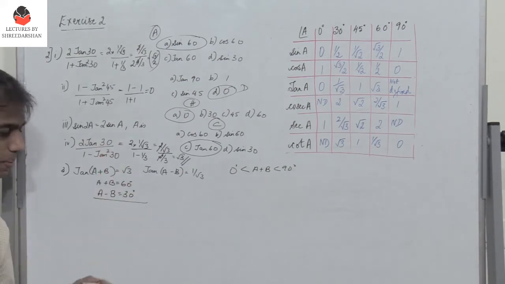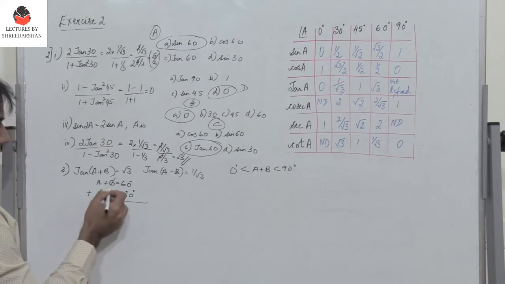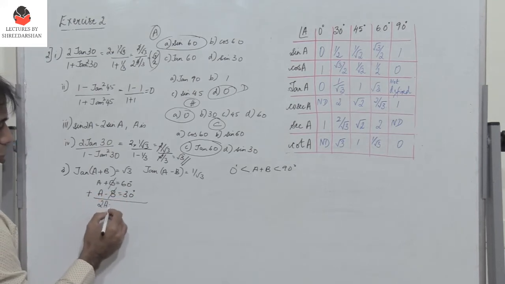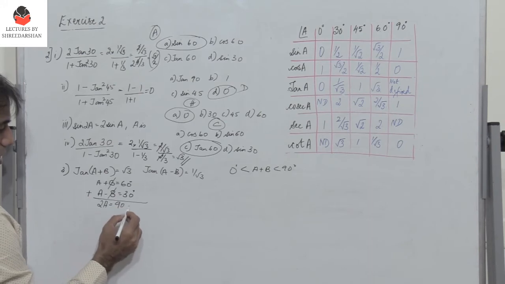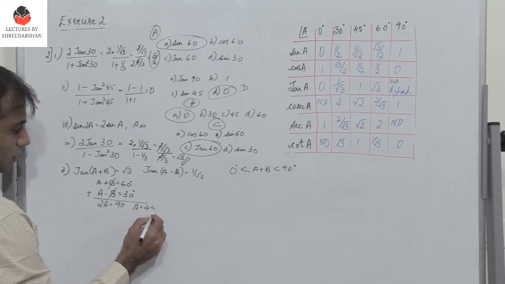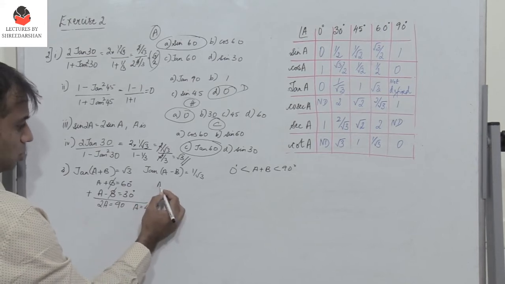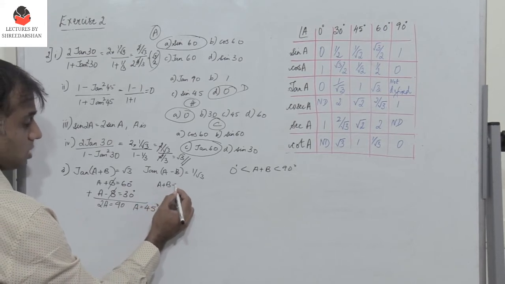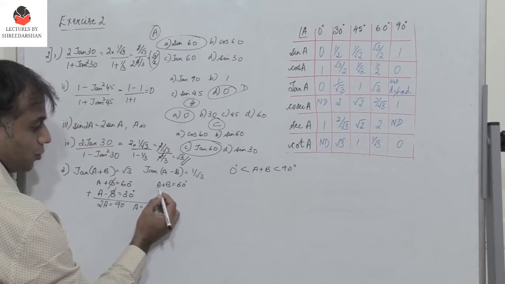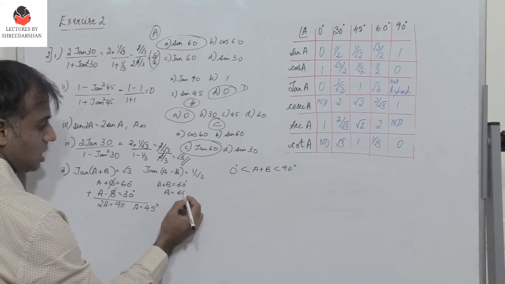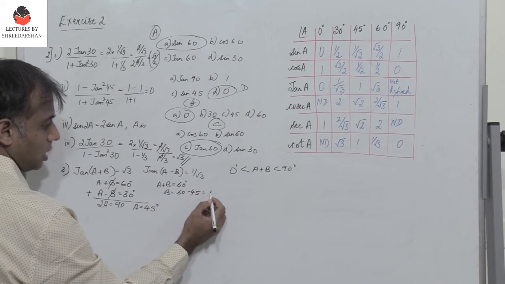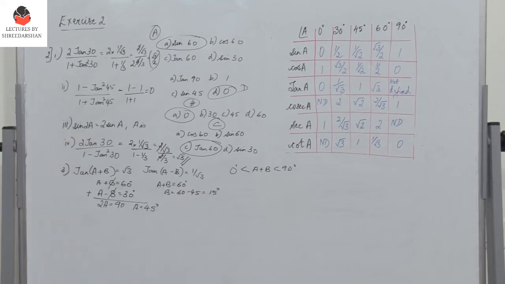So find out A and B. If I add these two, B gets cancelled. So 2A is 90, so A is 45 degrees. Now A is 45, and A+B is 60. If I substitute 45, B is 60 minus 45. So I get the value of B as 15 degrees. So A is 45 and B is 15.